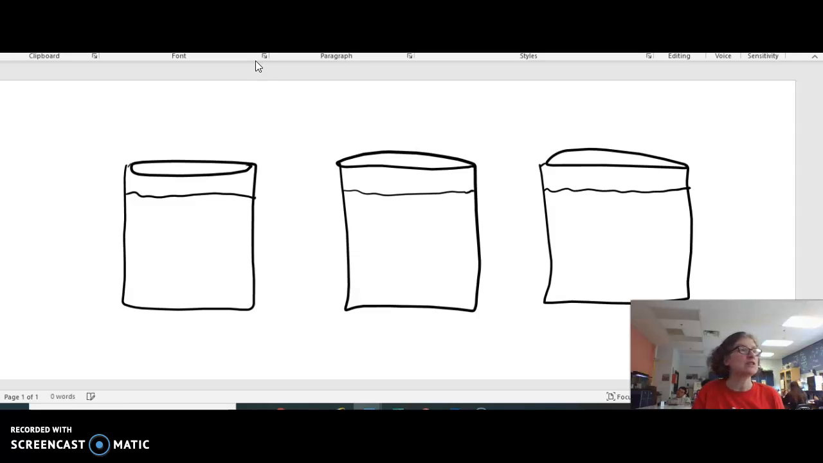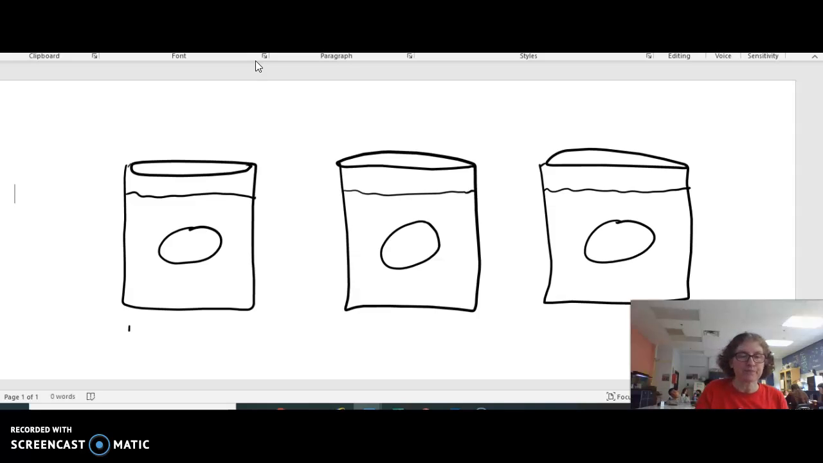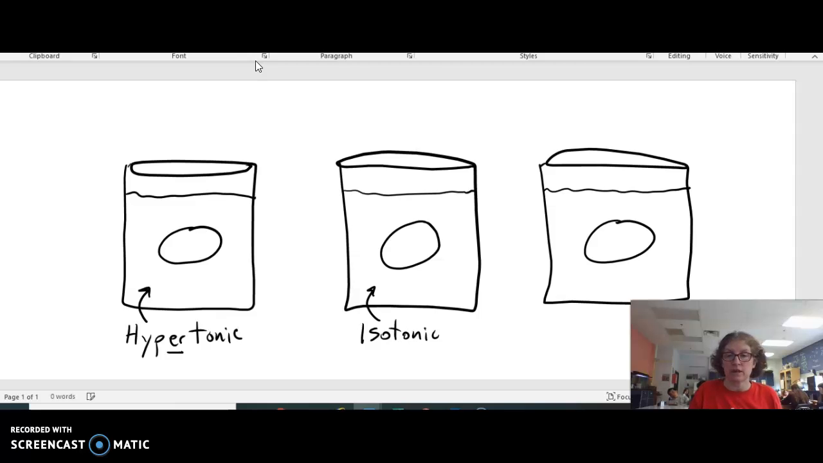Floating in that solution is a giant red blood cell, nice and big so we can see exactly what might be inside the red blood cell. So I'm just going to write the terms underneath. Hypertonic is going to be describing the solution outside the cell in this beaker. Isotonic is the middle one. And the last one is hypo with an O, tonic.